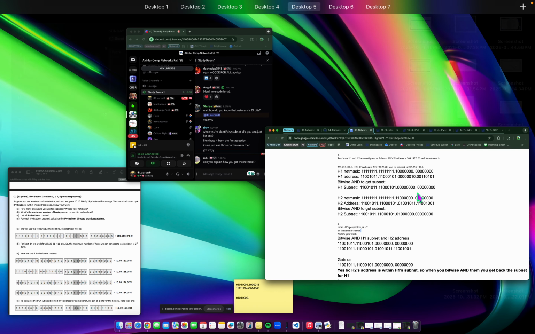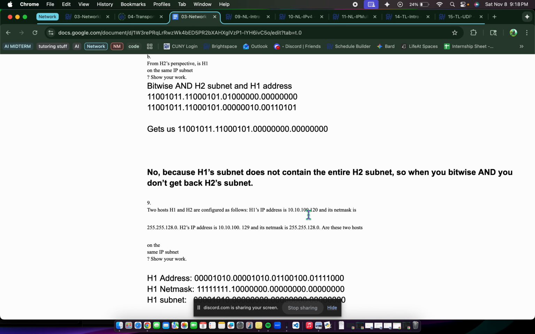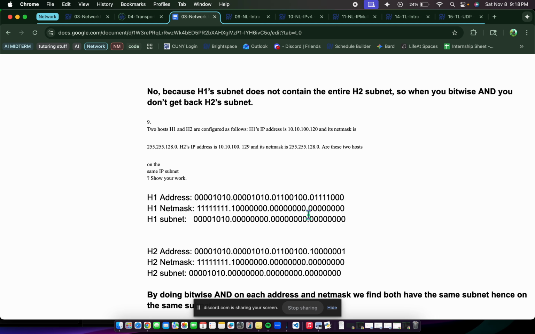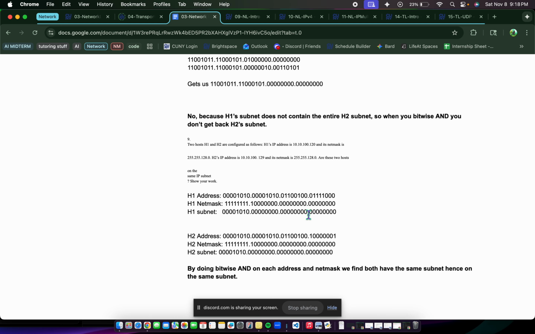Wait, can you go to the second problem again? Is this the one? The one after this one. So I just had a question about the netmask, specifically. I understand how you got all the ones at first, but how come after the 8 ones, it isn't all ones as well? Like over here? After that dot, I guess.